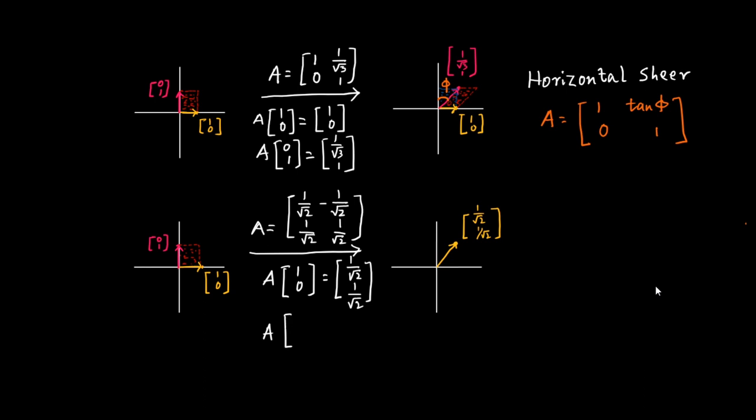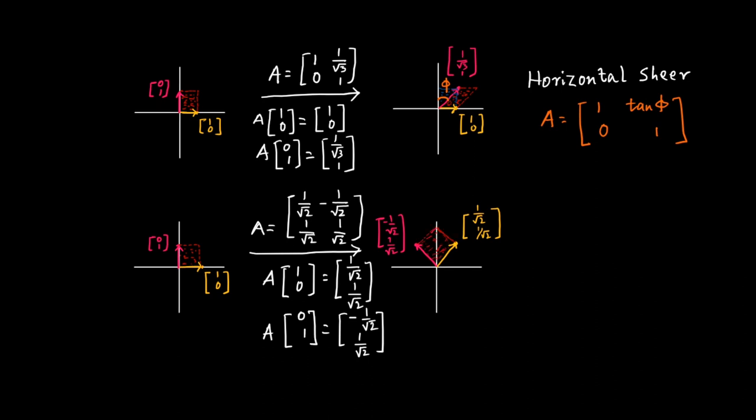Now again, if we operate this A on 0, 1, what will be my answer? My answer will be the second column, pretty simple, because it is the unit vector. So it will be minus 1 by root 2, 1 by root 2. That will be a vector. Therefore, the small square, which you can see on the left side, after transformation will be converted to something like this.